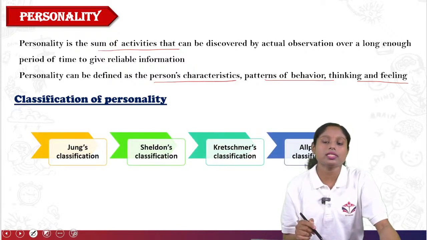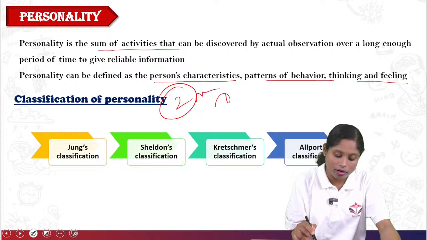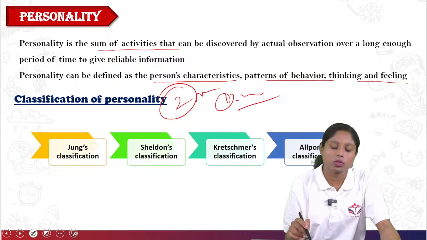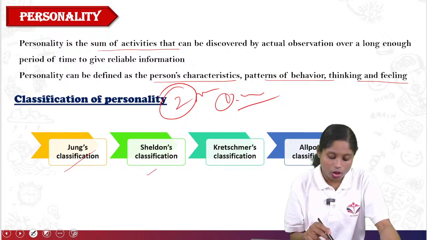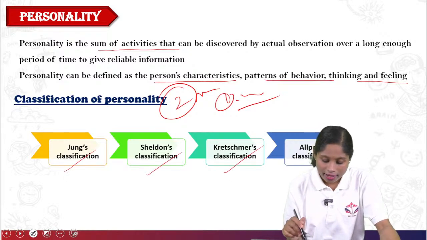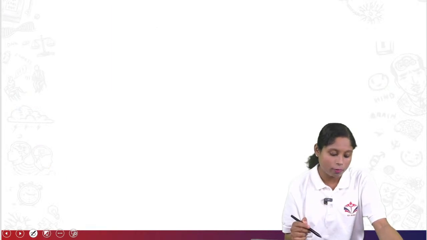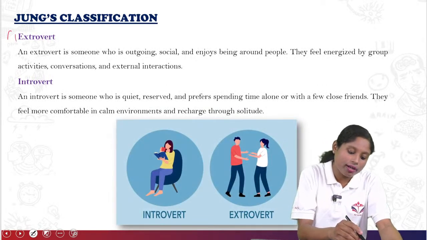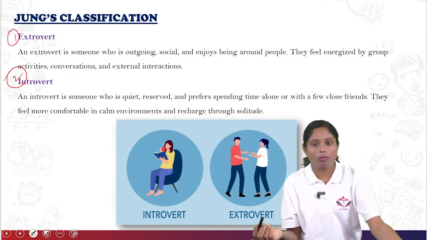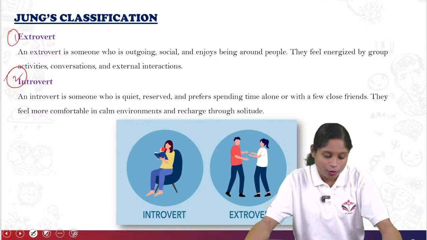Now we will discuss the classification of personality. This is very important. It's a 2 marker or a 1 marker; you will get this question. So, classification of personality: Jung's classification, Sheldon's classification, Kretschmer's classification and Allport's classification. Let's discuss one by one. First is Jung's classification: extrovert and introvert. It's very common, right? These words are very famous and common. Extrovert person and introvert person.